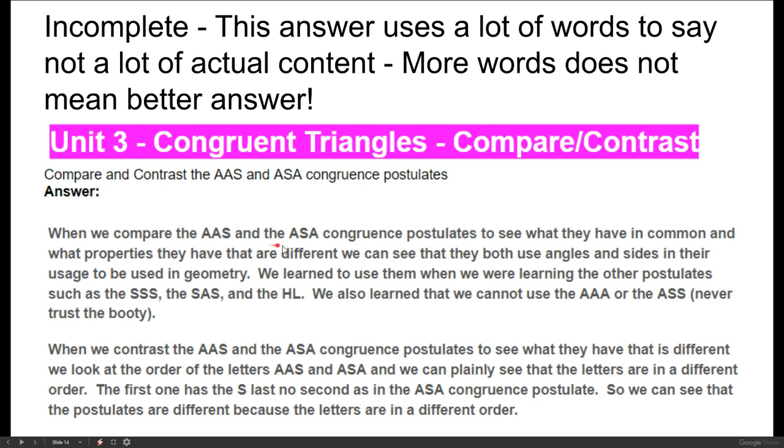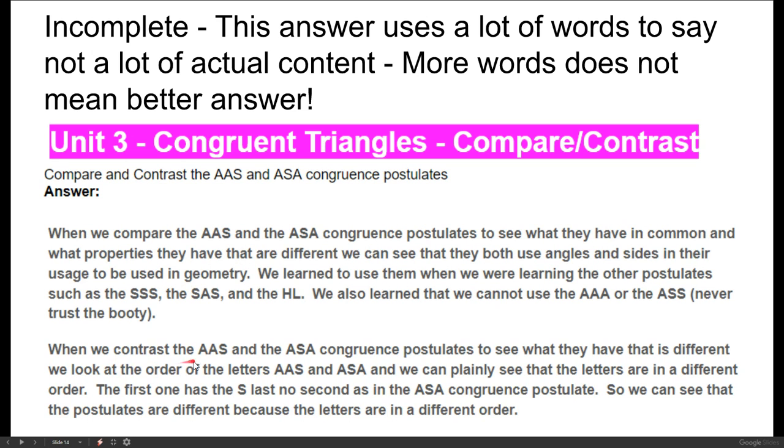When we compare the AAS and the ASA congruence postulates to see what they have in common and what properties they have that are different, we can see they both use angles and sides in their usage to be used in geometry. Stop and think about that sentence right there. They use angles in their usage to be used. We learn to use them. So this is just not really saying a whole lot. It's just using words, right? We learned to use them when we were learning the other postulates, and then they just listed the other postulates, which aren't important to what we're trying to do here. And then which ones we can't use, which again doesn't help us compare and contrast the ones we're talking about. So that was what they put for the compare part.